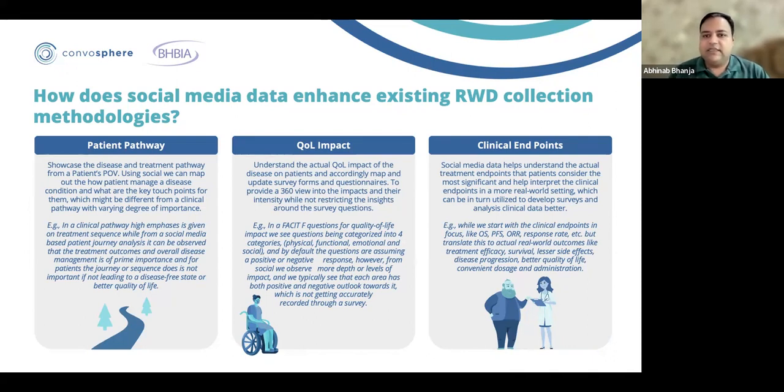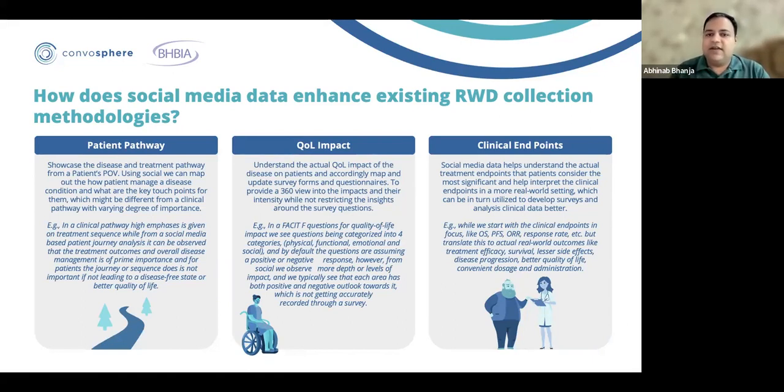Within that, there are four categories in which the impact is judged: physical, functional, emotional, and social. By default, the questions are framed assuming there would be either a positive or a negative response towards each of these quality of life impacts. However, from social, we have seen that there is more level of detailing, and it's not exactly positive or negative. It can even be both, right?